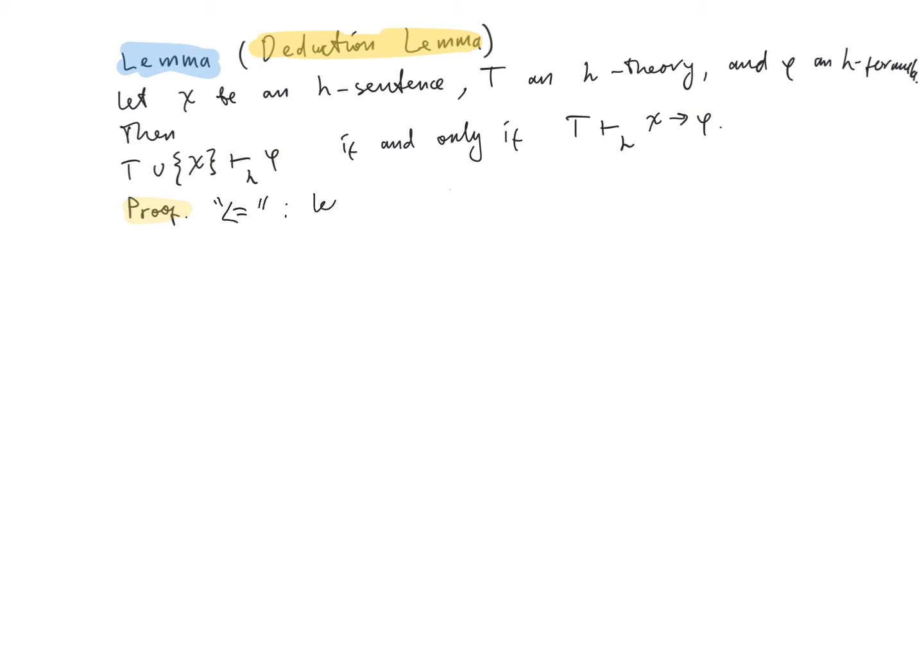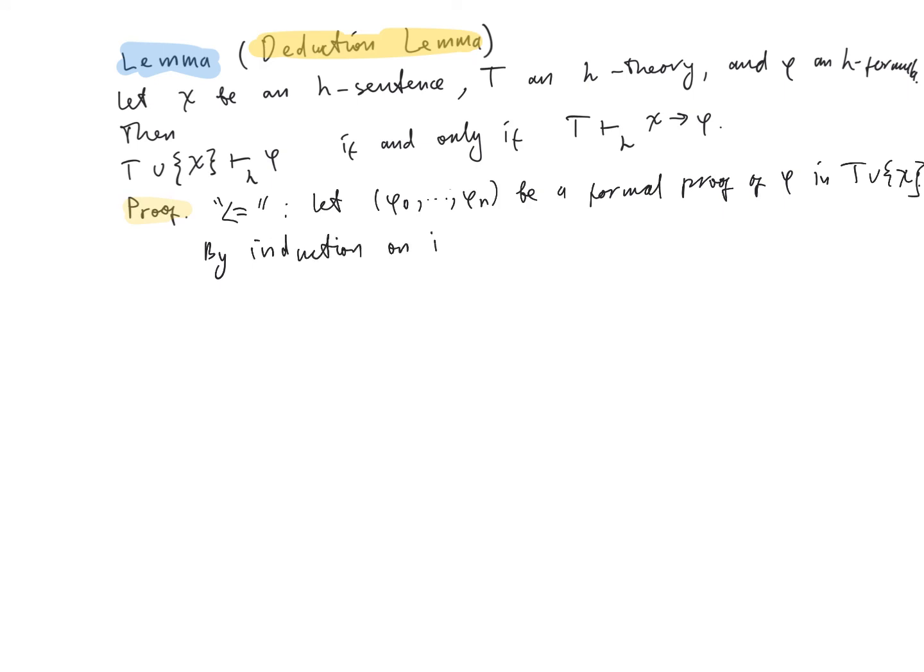So assume that we are given φ_0 through φ_n, a formal proof of φ in the theory T together with χ. We will prove, by induction on i less or equal than n, that T formally proves the formula χ implies φ_i.